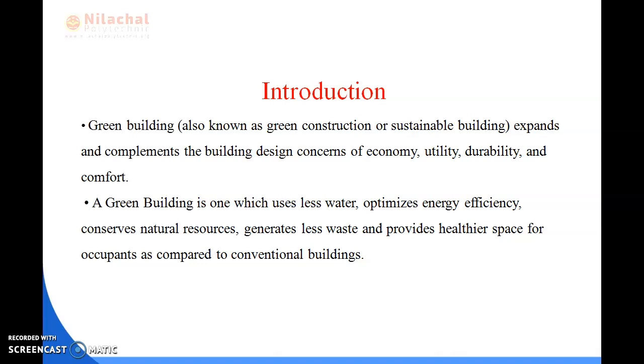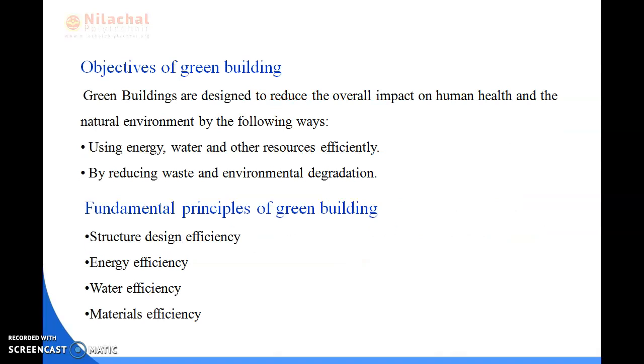Okay. So next is objectives of the green building. What are the objectives of a green building? Green buildings are designed to reduce the overall impact on the human health and the natural environment by the following ways. First is using energy, water and other resources efficiently by reducing the waste and environmental degradation.